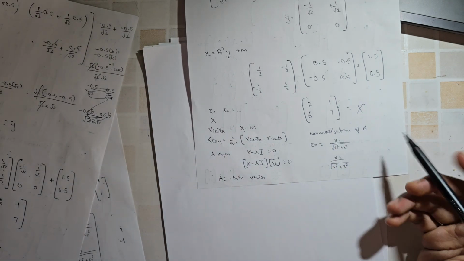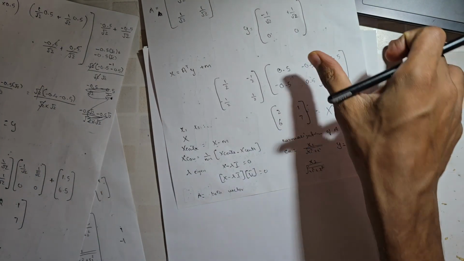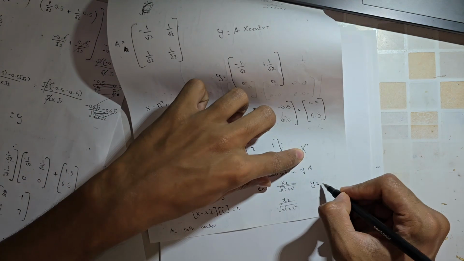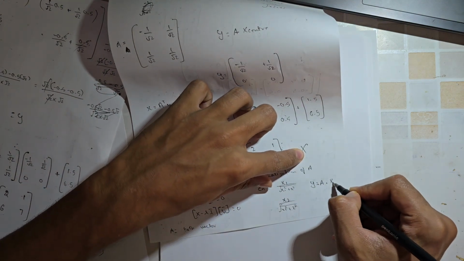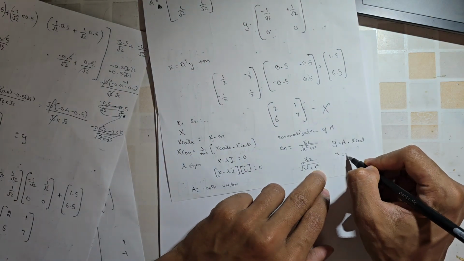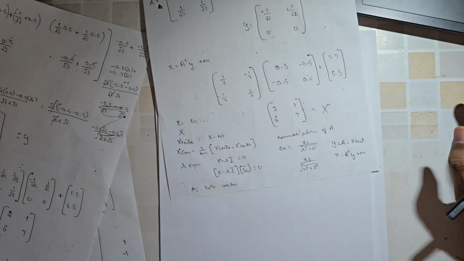Once you do this, you have to find y. What is y? Y is simple. Y is equal to this A matrix into x center matrix, and then you have to do the reversing. X is equal to A transpose into y plus mean. All these steps complete the problem.